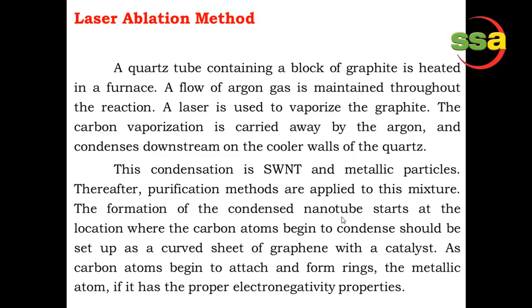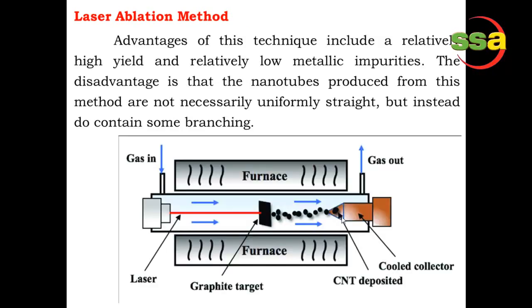Thereafter, purification methods are applied to this mixture. The formation of the condensed nanotube starts at the location where the carbon atoms begin to condense. It is set up as a curved sheet of graphene with a catalyst. As carbon atoms begin to attach and form rings, the metallic atom has proper electronegativity properties. Now, the advantages of this technique include a relatively high yield and relatively low metallic impurities.